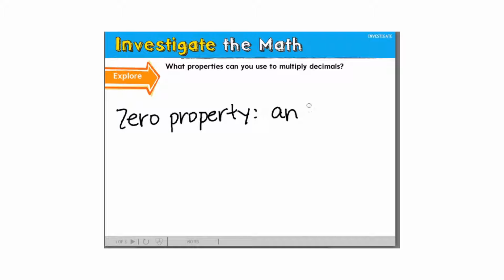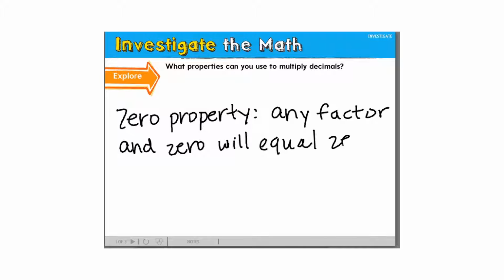The identity property in addition involves a 0, because when you add a number and 0, you get whatever number you started with. The identity property in multiplication is with a 1 instead of a 0. So we have actually one more rule. Any factor and 0 will equal 0 when multiplied. I didn't add that in. So that means anytime you multiply something by 0, you always get 0.